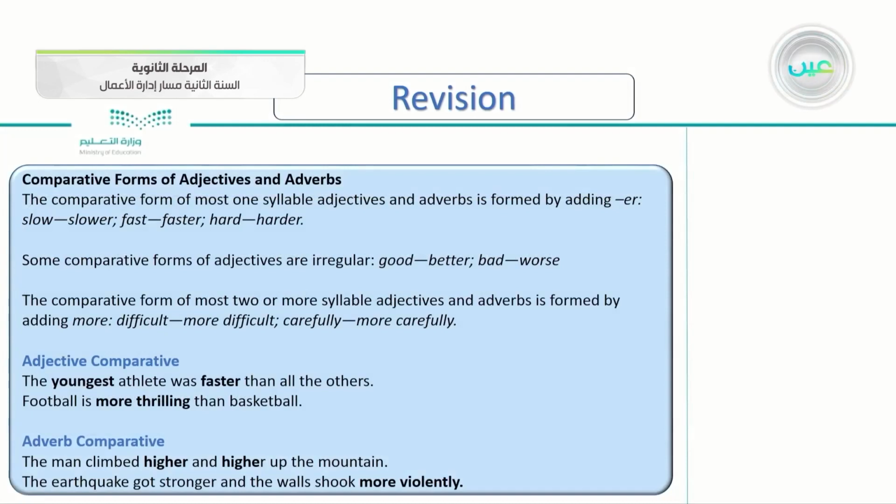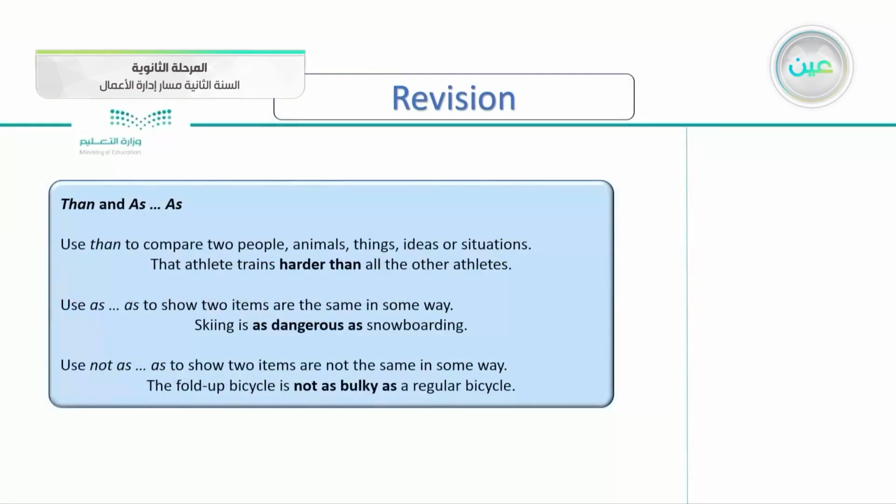And also, we took the comparative forms of adjectives and adverbs. The one-syllable adjectives, we just add er. If it's 2 or more, we add more. For example, more carefully, more difficult, and so on. And we have some irregularities here. For example, good becomes better, bad becomes worse. We also took than and as.